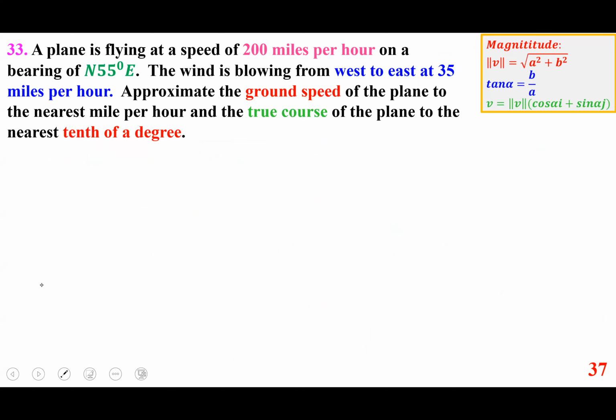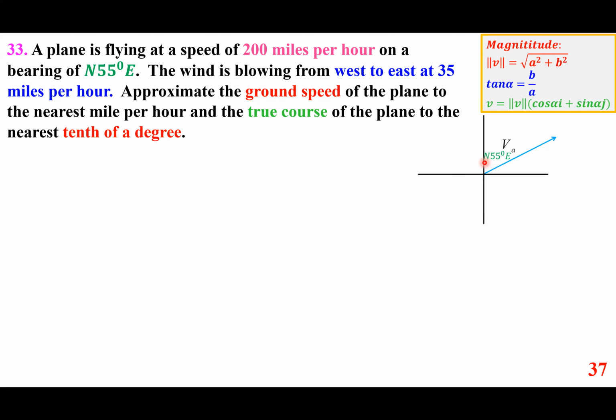All right. Could somebody read this question, please? A plane is flying at a speed of 200 miles per hour on a bearing of N 55 degrees E. The wind is blowing from west to east at 35 miles per hour. Approximate the ground speed of the plane to the nearest mile per hour and the true course of the plane to the nearest tenth of a degree. Excellent. Thanks. Again, reminding everybody of some information. So let's see what's happening here.